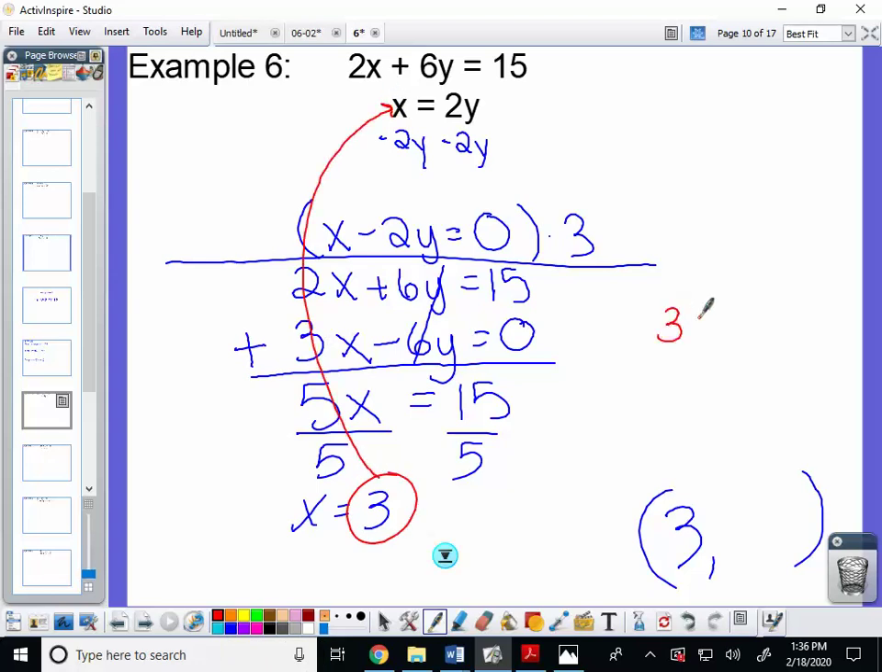So 3 equals 2y. How would you get y by itself? How would you solve? Thank you. Divide by 2. And 3 divided by 2 is 1.5. I'm okay with a terminating decimal like 1.5. So 3, comma, 1.5. Did you remember to write your answers in ordered pair? Please put parentheses around it.